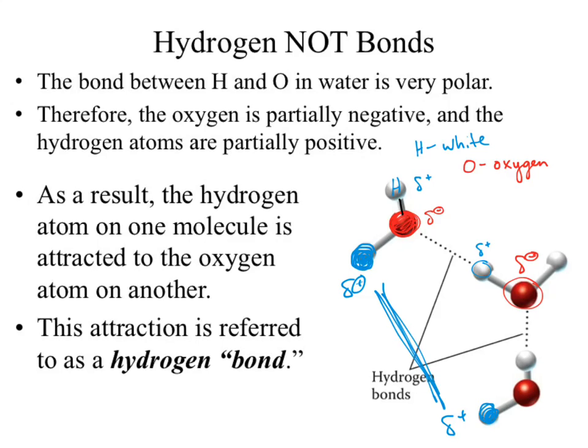So what types of bonds do we have? Ionic, covalent, and polar covalent, or non-polar covalent. Okay? Where is hydrogen bonding as far as a bond? It's not a bond. Do not call it a bond.